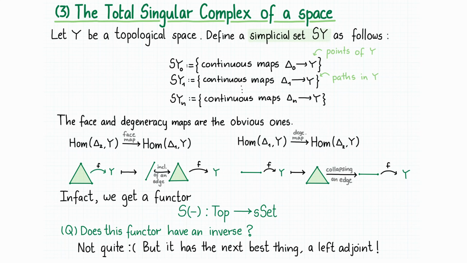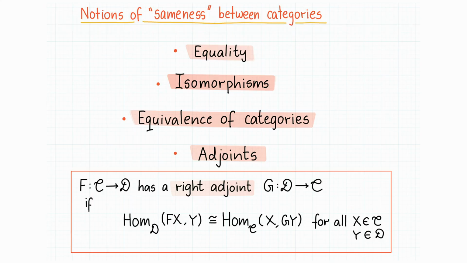Okay, so a natural question would be, is there something you can do in the other direction? And if you can, does it give you some sort of an inverse? You can do something in the opposite direction, but it doesn't give an inverse. It does give a good thing, which is a left adjoint. So let's see what a left adjoint is.